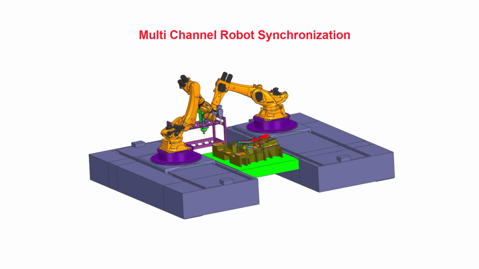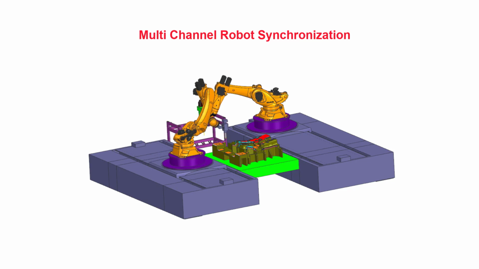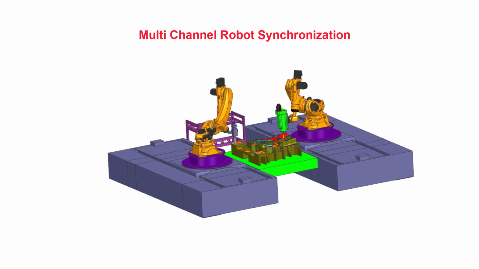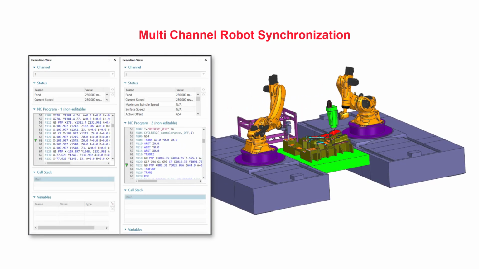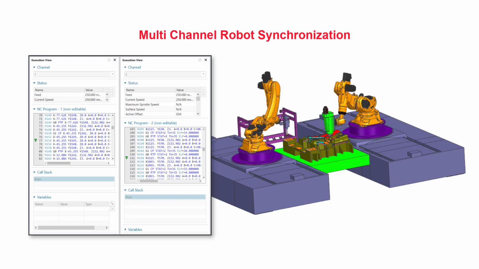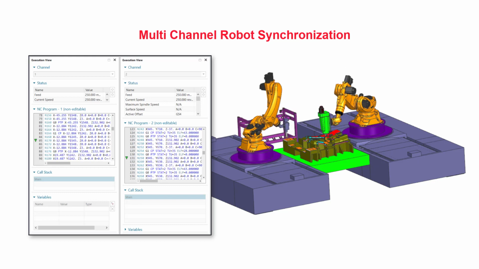This new feature supports multi-channel robot synchronization for Cinemeric controllers. In this example, we'll show how machine code simulation can execute channels simultaneously for two robots on rails. We'll also show how to add synchronization marks.